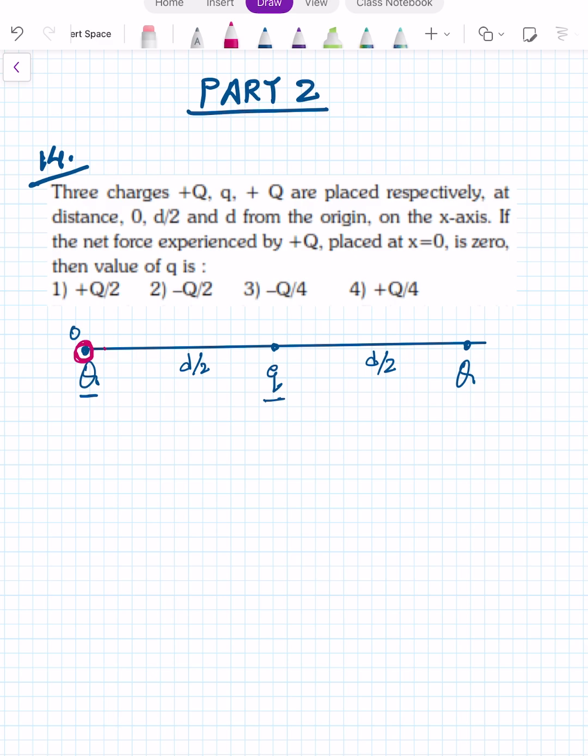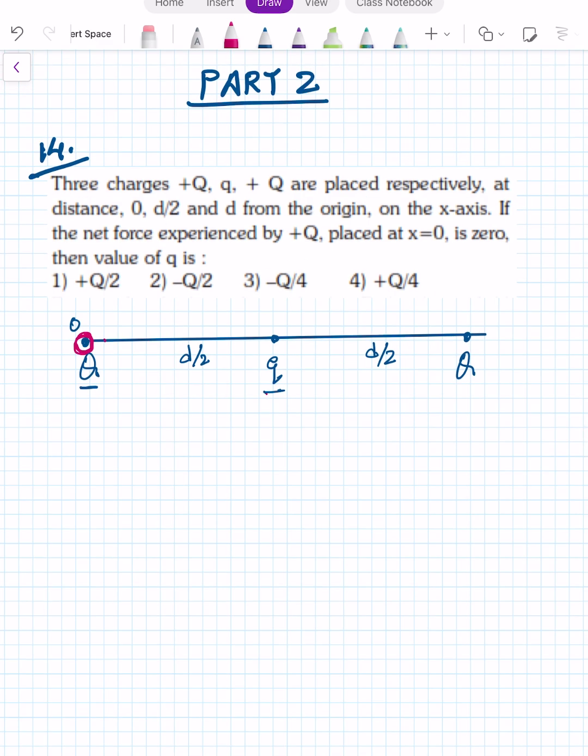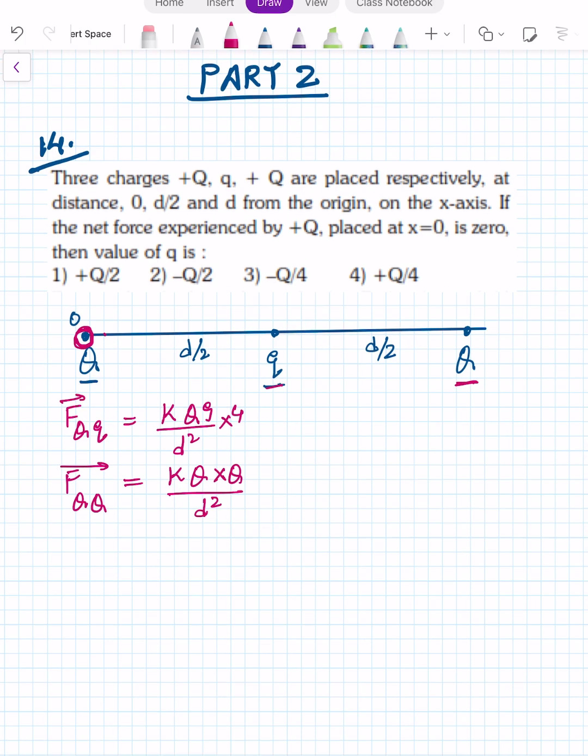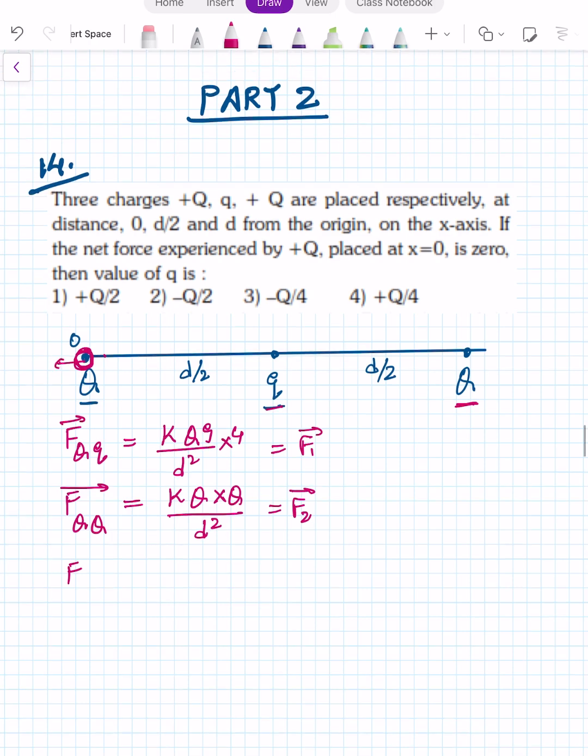Let's find. Plus Q will experience the force due to this small q and due to the charge placed at x equal to plus d. The force experienced by Q due to small q is 1 upon 4 pi epsilon naught, Qq upon (d square by 4). And the force experienced by the charge at the origin due to capital Q at d is given by KQQ upon d square. Now the vector sum of these two forces will be 0. Let me call them F1 and F2, and I am assuming both F1 and F2 are in the same direction.